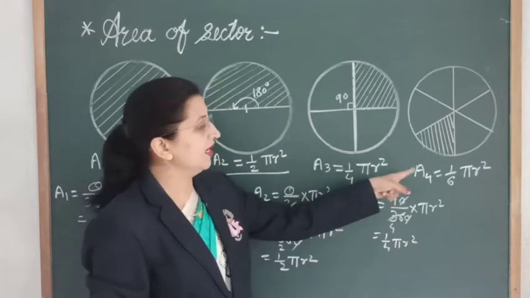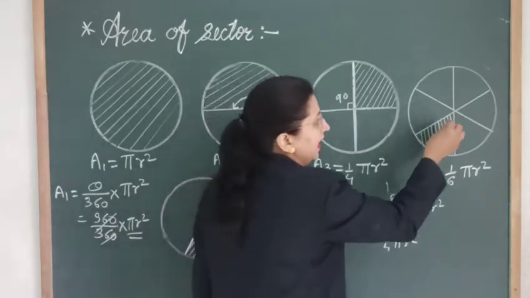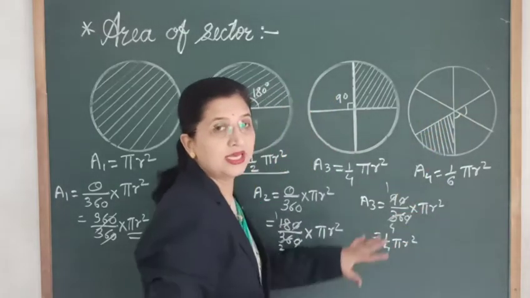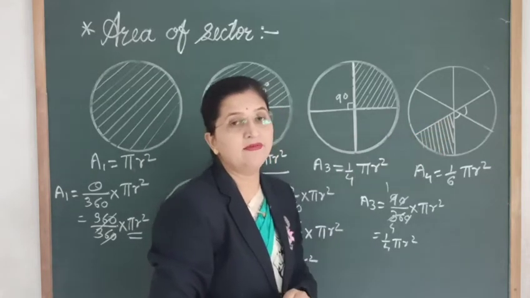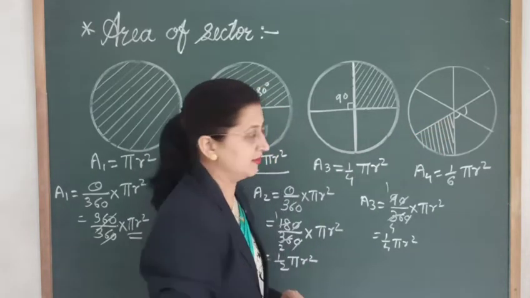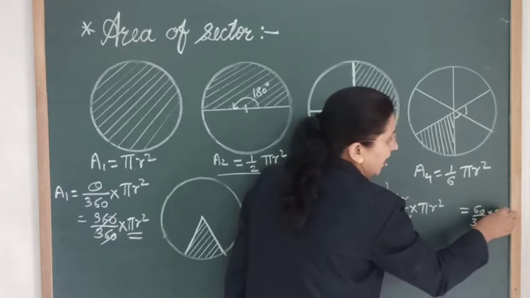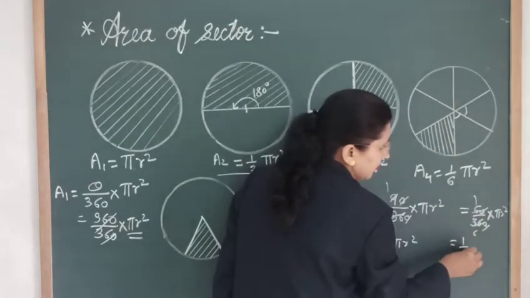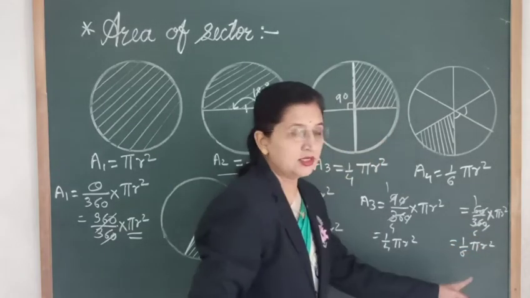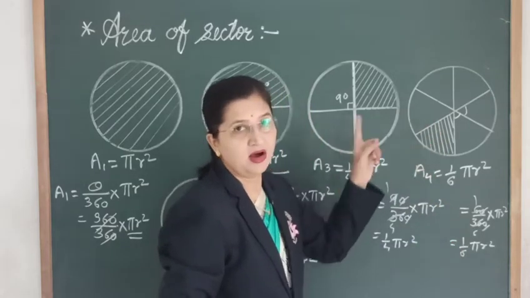Same way here also. What will be the theta here? The whole circle gets divided in 6 equal parts. It means each angle will be 360 divided by 6, that is theta is equal to 60. So 60 upon 360 into pi r square, that is 1 upon 6. Right? So in this way, we got a formula to find out the area of a sector.